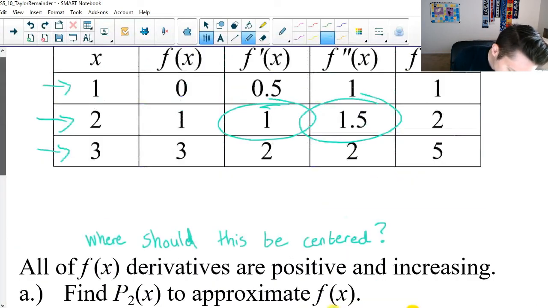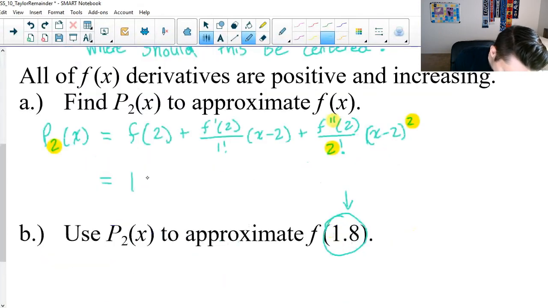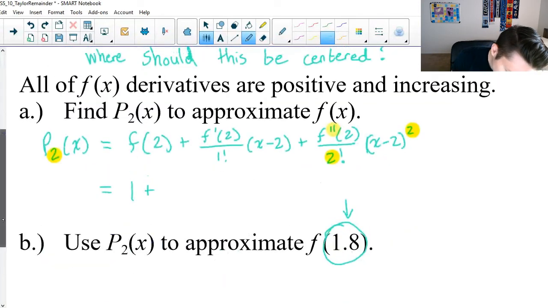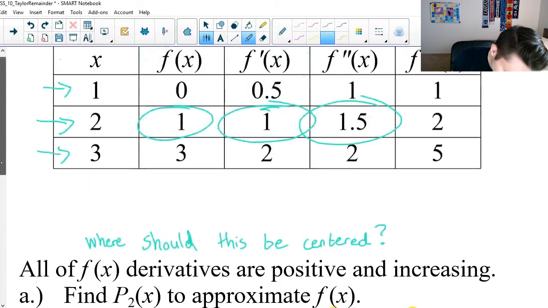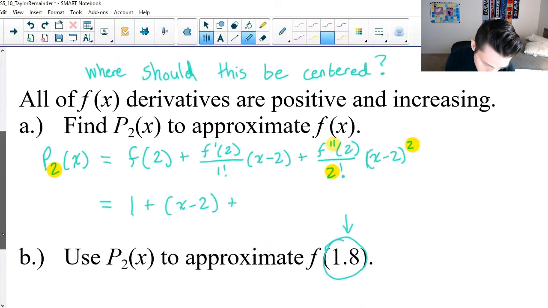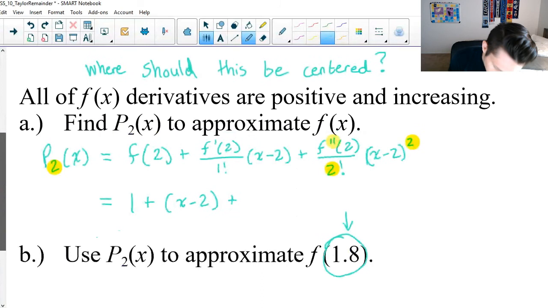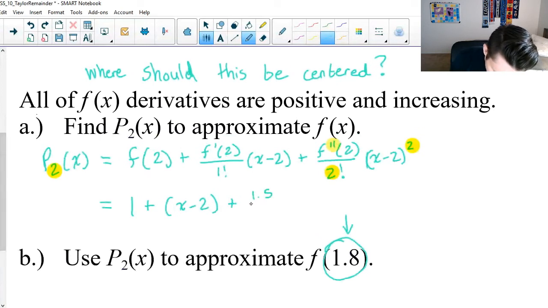So f of 2 is 1, plus f prime of 2 is also 1. So 1 over 1 factorial, so plus x minus 2, plus f double prime of 2. So that's 1.5 divided by 2 factorial, which is just 2, times x minus 2 squared.